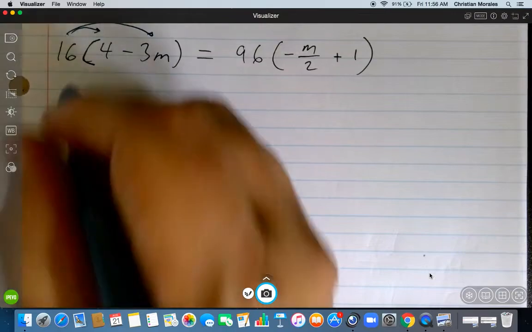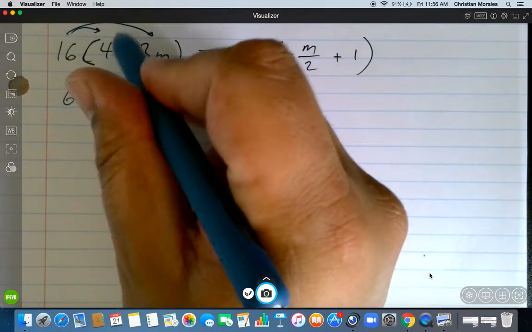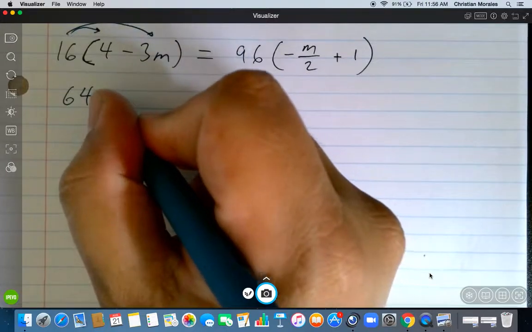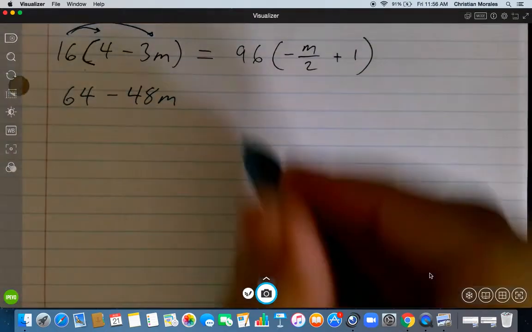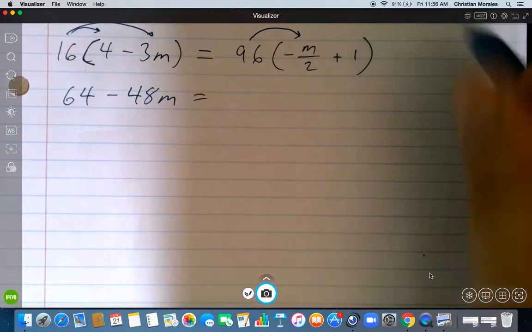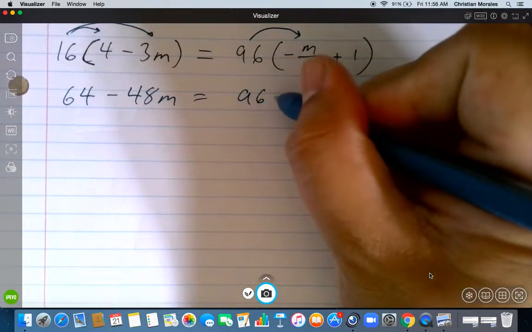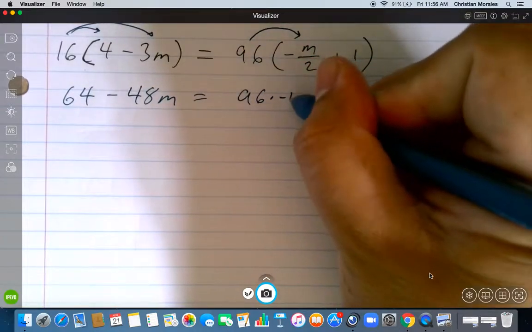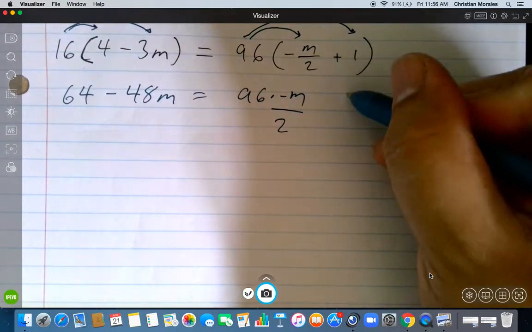Okay, next. Here, we distribute, just like last time. 16 times 4, that's going to be 64. 16 times negative 3, that's going to be 48, and the m is right there. Okay, now here, we have to distribute here. 96 times negative m. So here, I'm going to put 96 times negative m over 2, and 96 times 1.